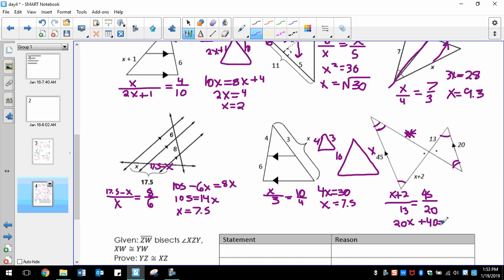And we have a relatively large number here. 585. So you're going to go ahead and subtract 40 and then divide by 20. And you get 27.25.